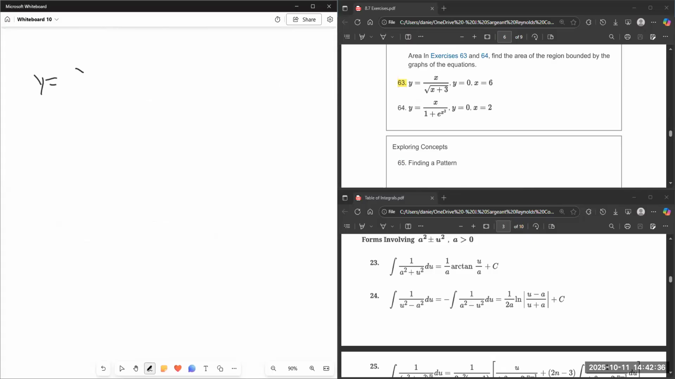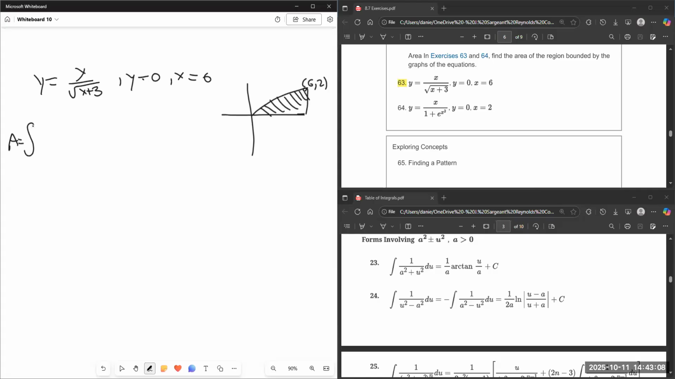y equals x over root x plus 3, y equals 0, x equals 6. I'll sketch a little graph for you here that this is 6, 2. You can graph this on your graphing calculator. I just needed space to show you the table of integrals today and didn't show you my graphing calculator. So we need to integrate here.